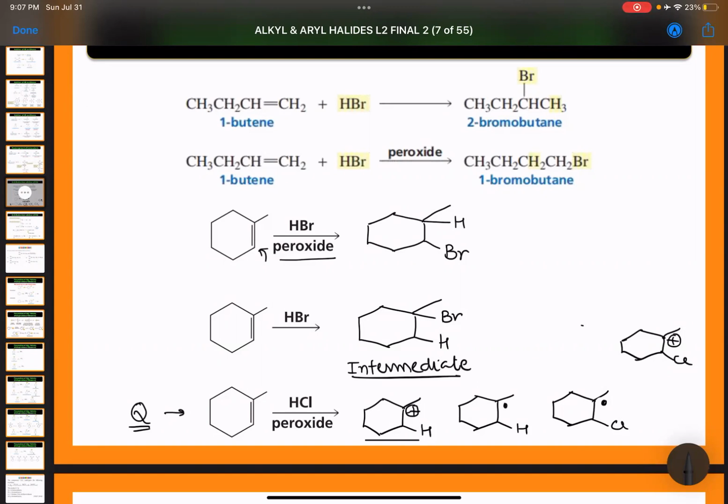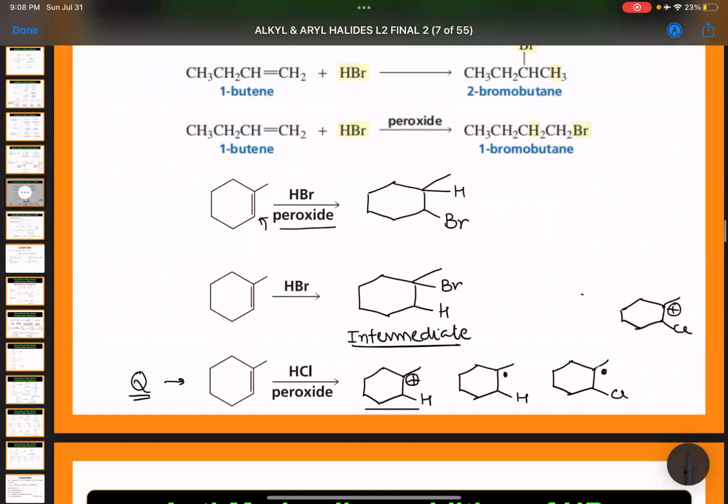So how HCl used to add on double bond? HCl first dissociates into H plus and Cl minus. H plus goes and adds itself to the double bond in a Markovnikov way, so a more stable carbocation is formed. That was the Markovnikov addition, and we are going to do the same thing. This is the addition of H plus.